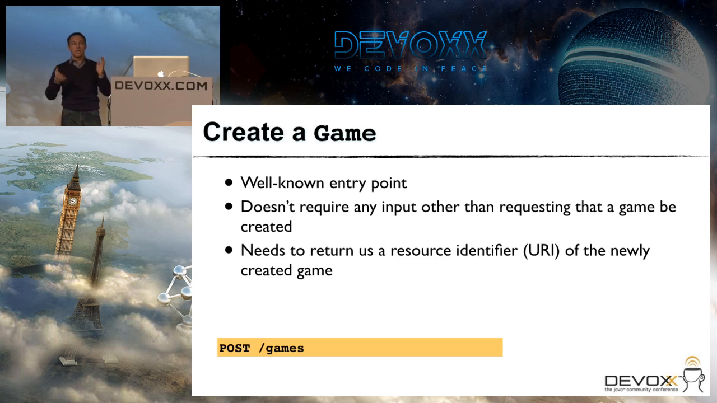We want to create a game with a single well-known entry point that doesn't require any input, right? If you were expanding this a little bit, you might want the user to give you their name so you can display it. But in our case, all we want to do is say, post games, right? We want to be able to say, create me a new game, and then when that is done, here is the key, we want to return the resource identifier of the newly created game. So basically say, create this for me and tell me where I can go get it.